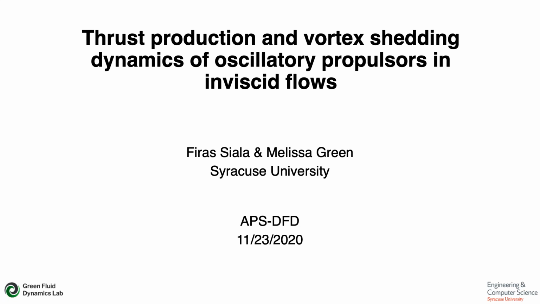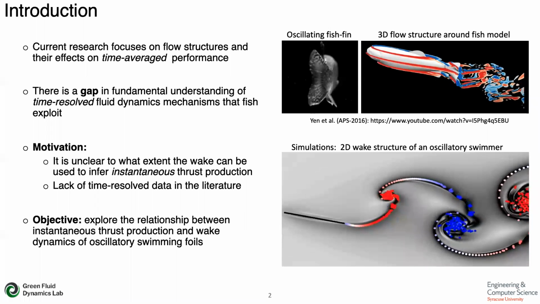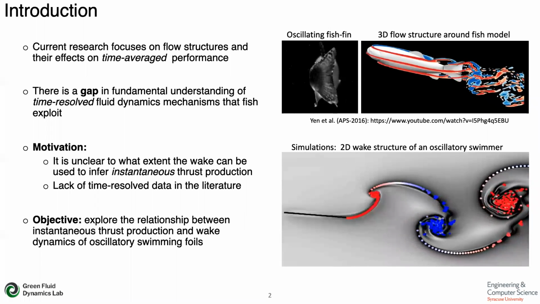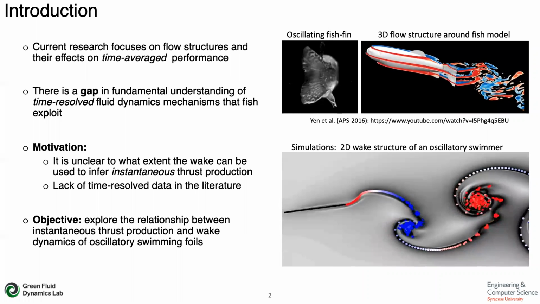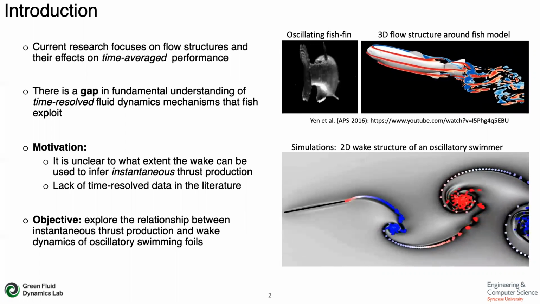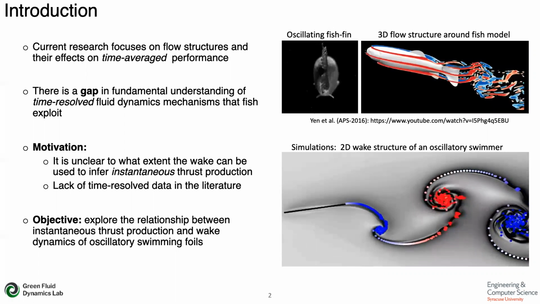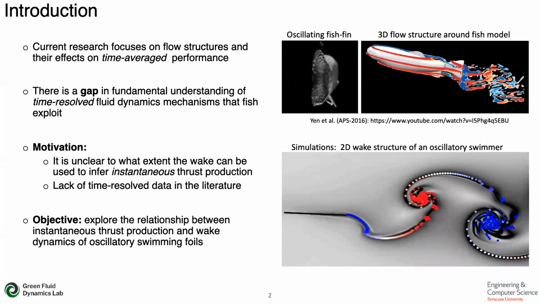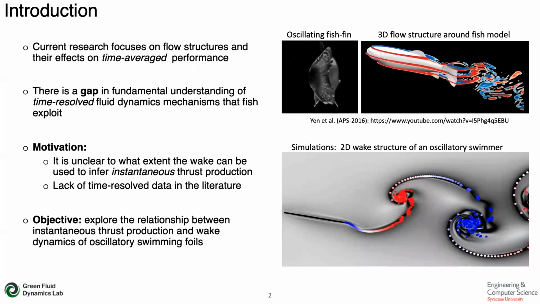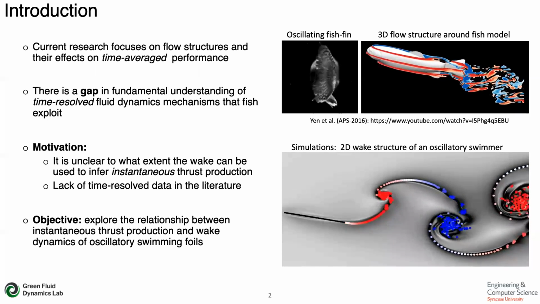Today, I will be talking about thrust production and vortex shedding dynamics of oscillatory propulsors in inviscid flows. So this topic of propulsive performance of flapping or oscillating foils has been gaining significant attention in the past 10 years. Most of the current research focuses on flow structure, 2D and 3D, and their effects on time average performance.